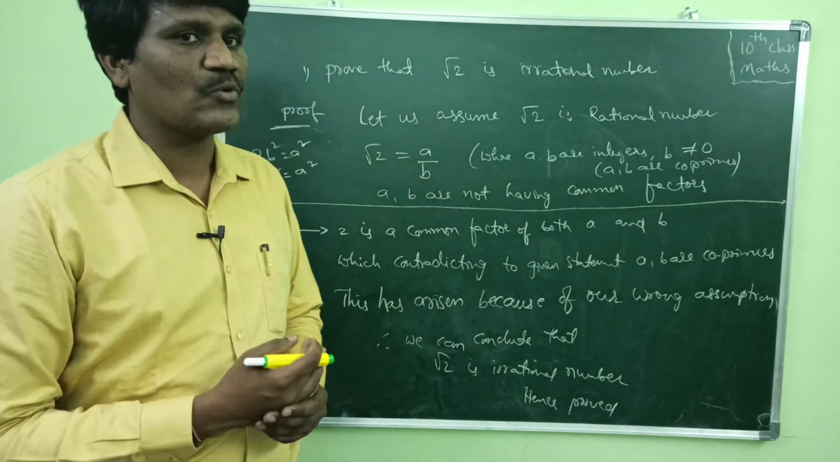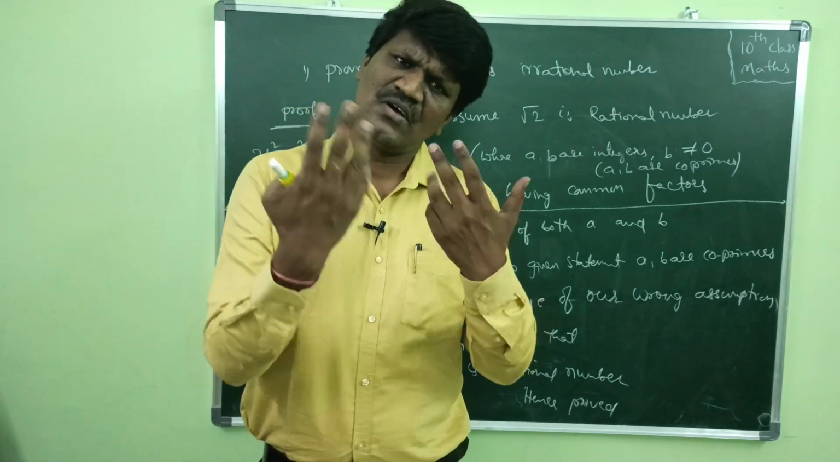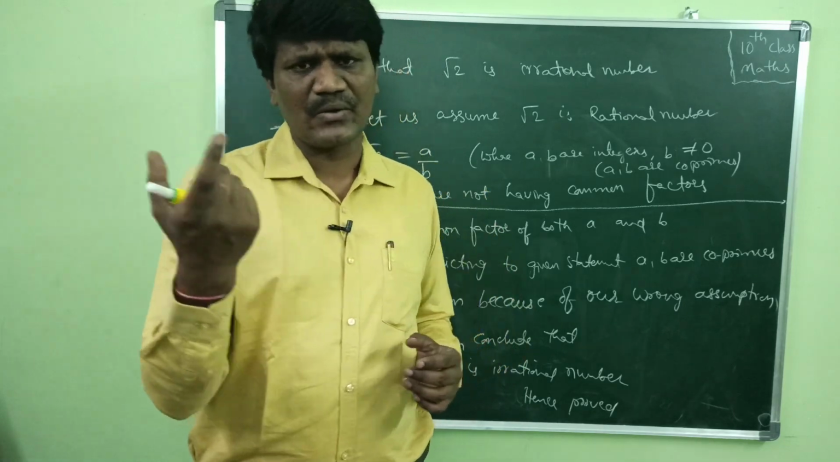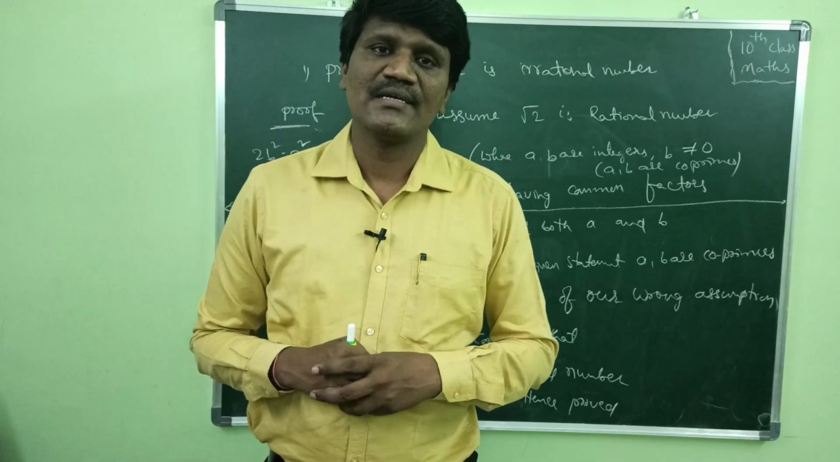So this is the way to prove root 2 is an irrational number, root 3 is an irrational number, root 5 is an irrational number, 1 by root 2 is an irrational number. In exercise 1.4 you have, I think, 1 by root 2 is an irrational number. So this is the way to prove that type of irrational numbers.